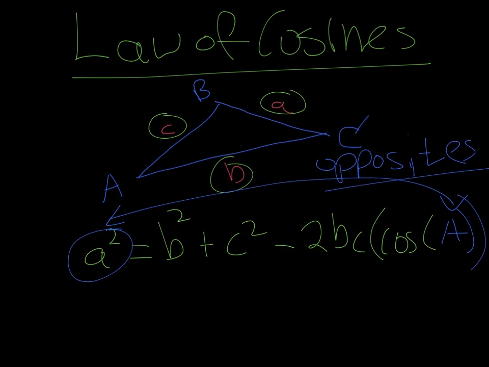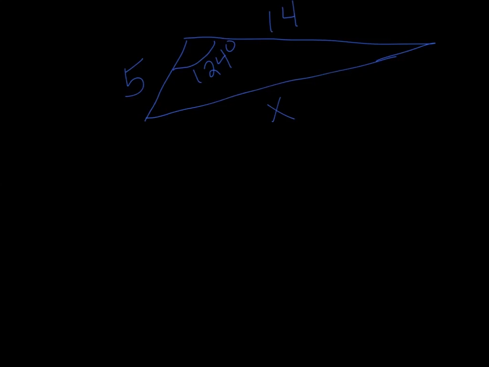Okay, so this is different than law of sines, where if I knew an opposite angle side pair, I could solve for the other angles. This is useful for if you know an angle and the two sides next to it, or if you know all three sides of the triangle and you want to solve for an angle. Let's go ahead and put this into practice.